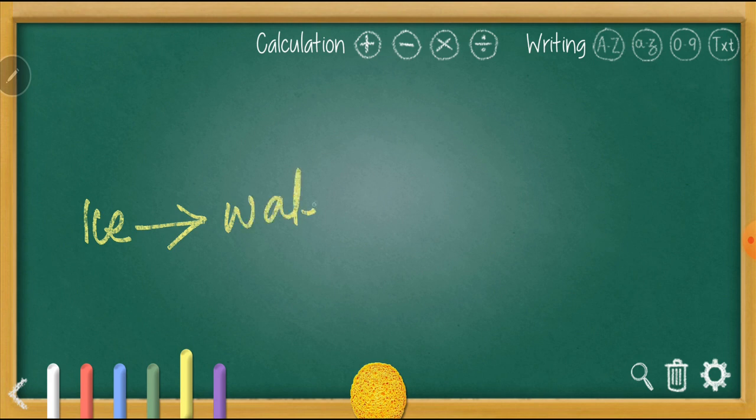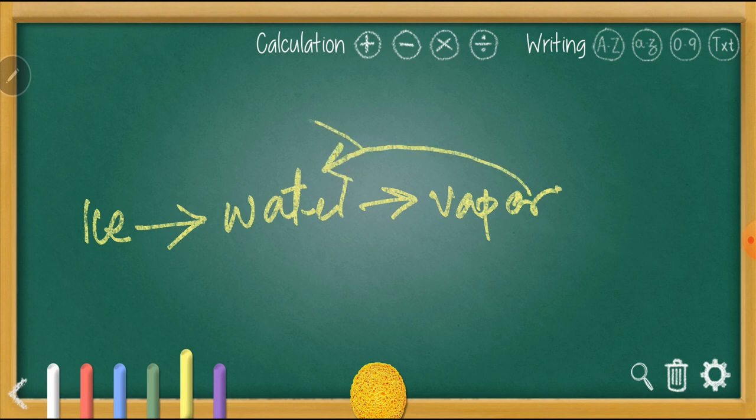Ice, when it is heated, is converted to water, and water, when it is heated, is converted to vapor. It is true. Now you can convert vapor back into water and water back into ice. How can we do that? We can do that by cooling.